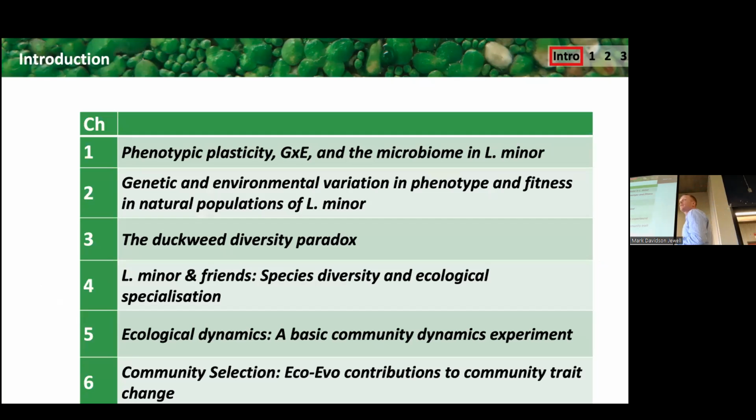I'll be presenting the 6 chapters of experiments that we've done. The first 3, we're going to be looking at one species in isolation. This is Lemna minor, the common duckweed. So we'll be looking only at physiological and evolutionary processes. Then in the final 3 chapters, we're going to take what we learned in the first 3 and apply it to a multi-species community context.